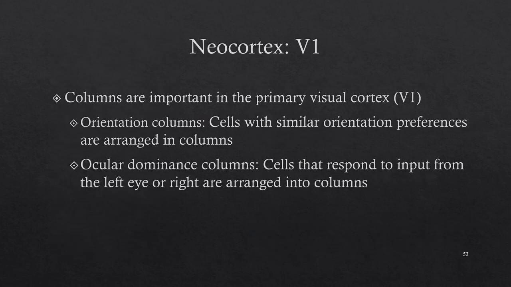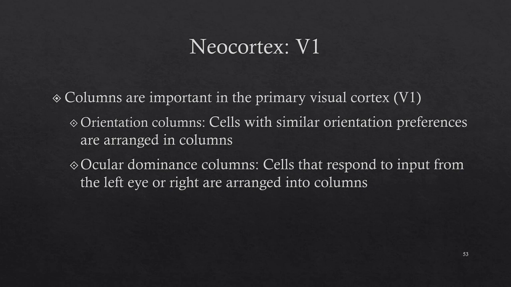So let's look at this column arrangement in one region where it is very prominent, and that is V1, the primary visual cortex. Columns are an important type of arrangement seen in the primary visual cortex. These columns are organized into what are called orientation columns. They're called orientation columns because the cells within a column respond to a similar orientation. So cells within a column in the primary visual cortex will have similar orientation preferences.